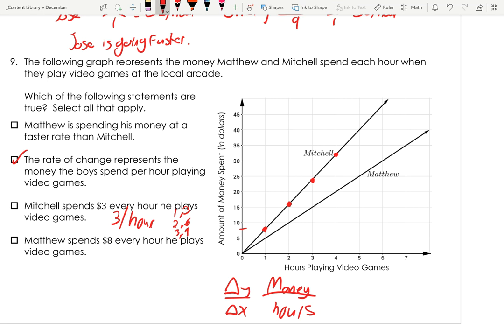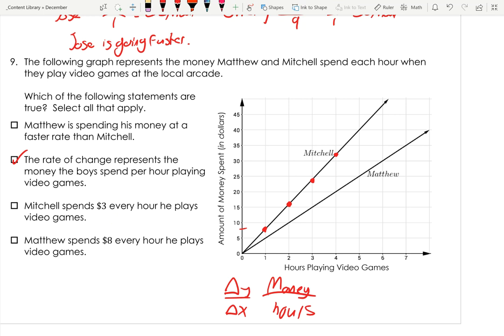So if it was $3 per hour, his graph would look more like this: 3 in 1 hour, 6 in 2 hours, 9 in 3 hours, 12 in 4 hours. His line would look more like that if it was $3 per hour. He's clearly exceeding that by quite a lot. So that's not a true statement that it's claiming there.